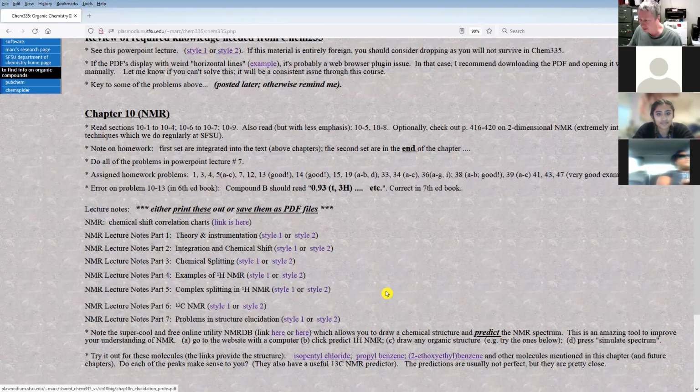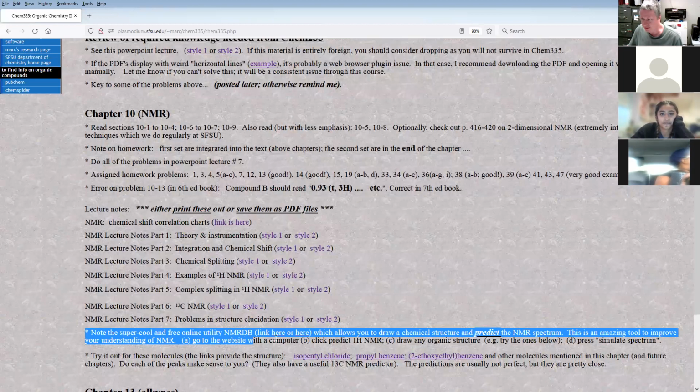And let's see what else. You'll see what NMR is in a second, but there's a really cool online utility that you can play around with as you get more comfortable with it. You can basically draw a chemical structure and then get the NMR spectrum, which is actually kind of educational. First, you got to learn what NMR is, and then you can play around with this tool.